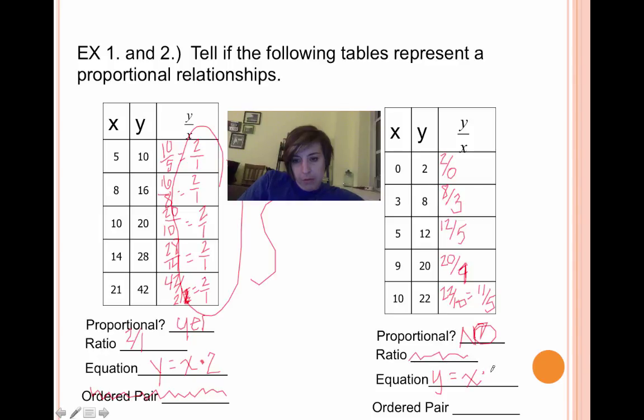Times 2, or 2x plus 2. So you see, 0 times 2 is 0, plus 2 is 2. 3 times 2 is 6, plus 2 is 8. 5 times 2 is 10, plus 2 is 12. 9 times 2 is 18, plus 2 is 20. 10 times 2 is 20, plus 2 is 22. And I said we don't need to worry about this. So this is an example of a not proportional, and this one is proportional.